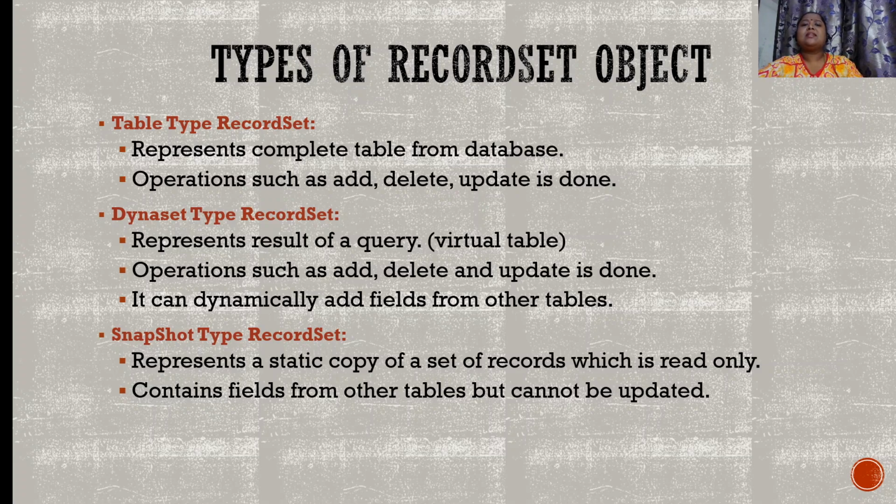Say for example, select star from student, and all the records will be selected and stored in a virtual database which I will use for manipulation. You understand? So through a query, whenever you represent the table through a query, it is known as a dynaset type. It is called a dynaset type. Here a virtual table will be created.